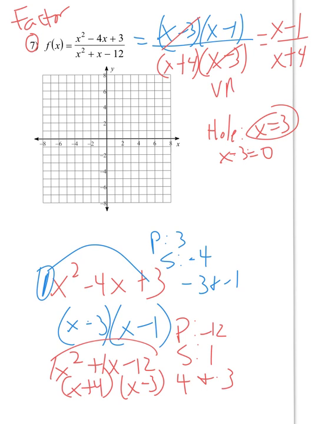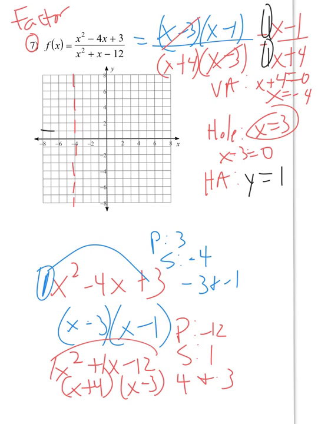So if I look at my vertical asymptote, that occurs where the denominator is equal to 0. So if I set x plus 4 equal to 0 and subtract 4, x equals negative 4. So at x equals negative 4, right here, there's going to be a vertical asymptote. Horizontal asymptote occurs when you divide the coefficients on x. And if you notice in our simplified function, we have 1 over 1. So if I take 1 divided by 1, I get 1. So it's at y equals 1. So there's a horizontal asymptote at this horizontal line, y equals 1.